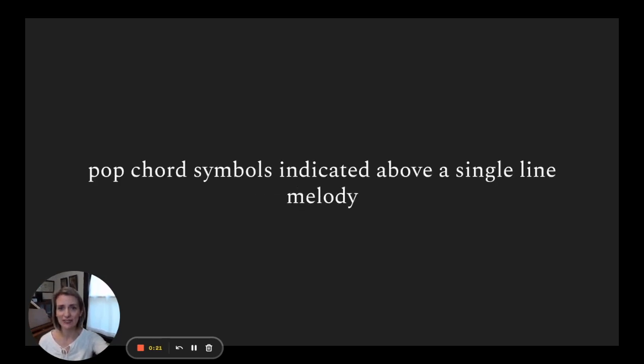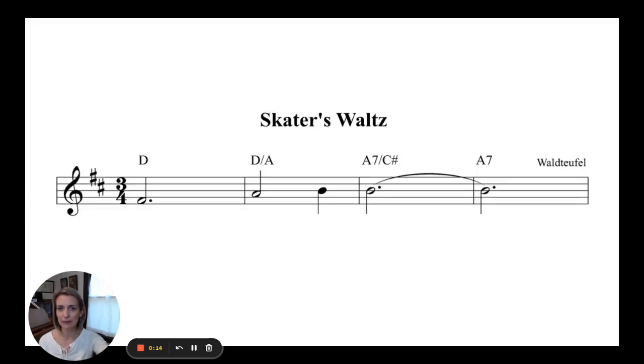A lead sheet is a little melody with pop chord symbols indicated above the single line of melody. An example of this from level 7 is Skater's Waltz. We have that melody beginning on F sharp, and the chords are indicated above, starting with D.